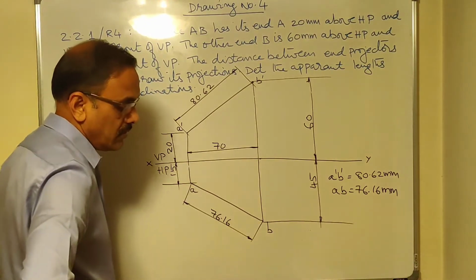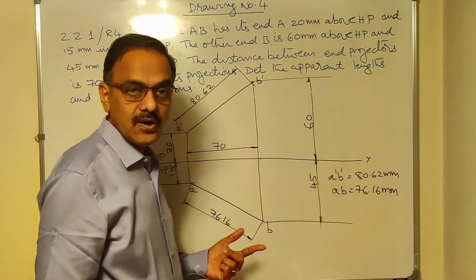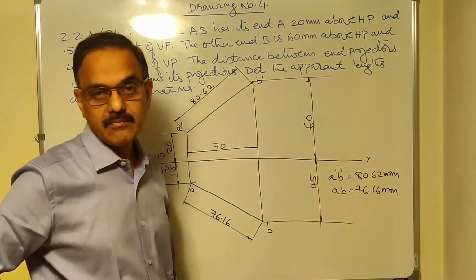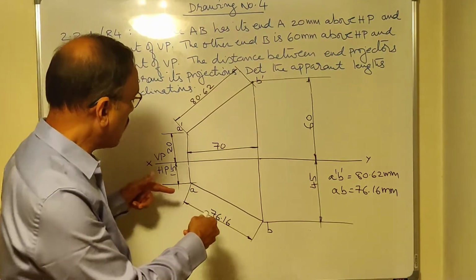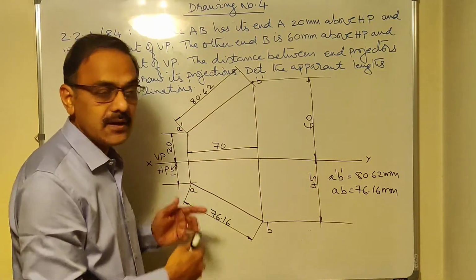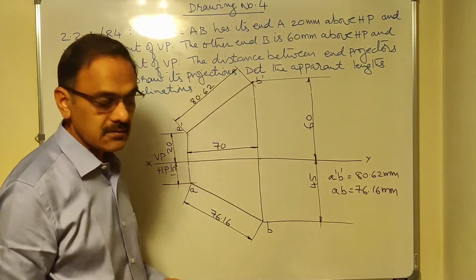Now, I want to make use of the true length principle. If I want to make use of the true length principle, I have to make one of the views parallel to XY. Okay? So either the top view or the front view should be made parallel to XY so that its projection becomes true length. My aim is to find the true length. Okay?